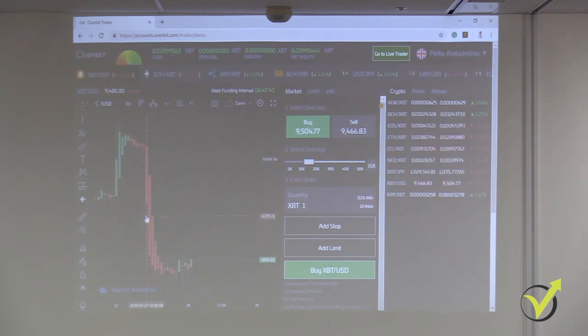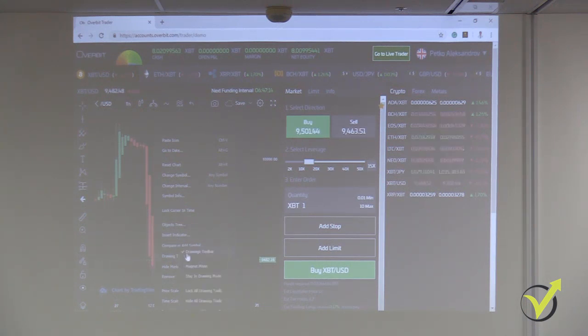Because it confirms the daily color. The other thing I'm looking at is the 20 exponential moving average. Moving average, it's an indicator.